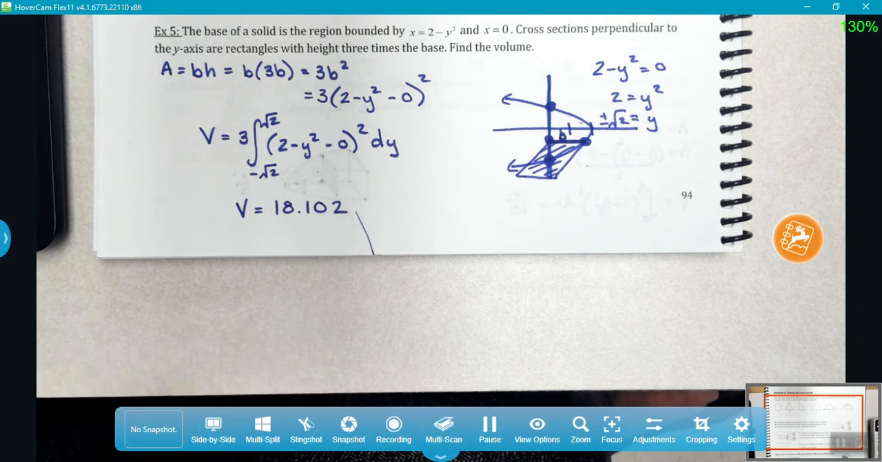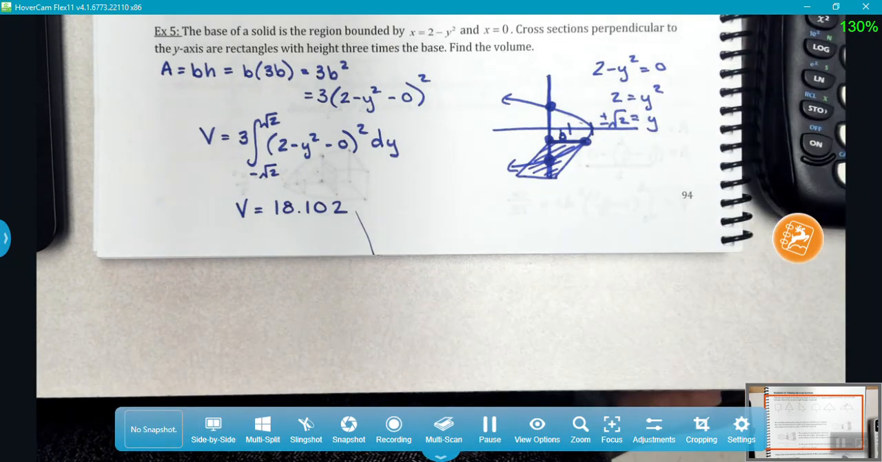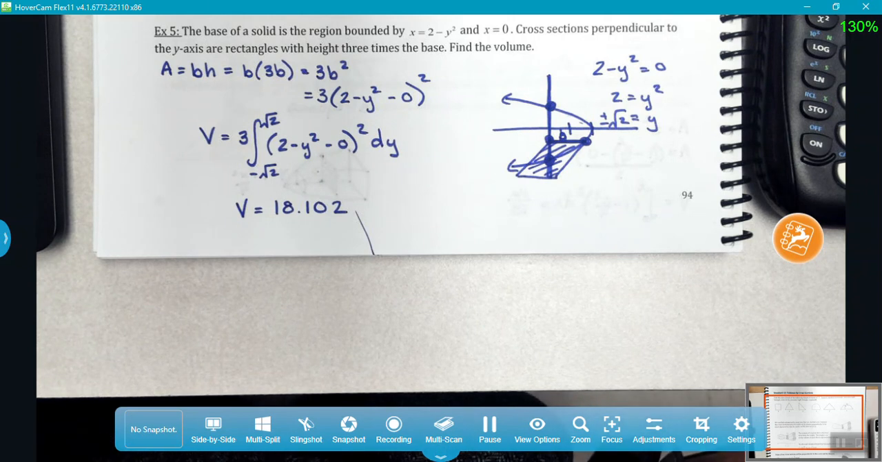Got it? Got it. All right, that's cross sections. So we're not going to do any more today. We'll do discs and washers next class. And then shells the class after. And then we'll be done with this unit.